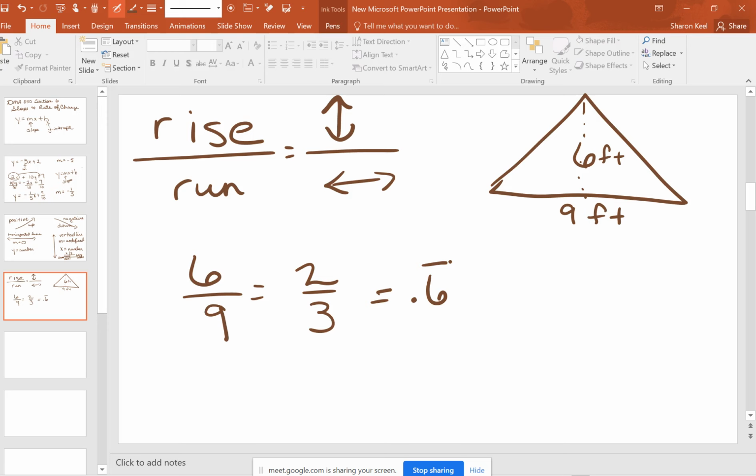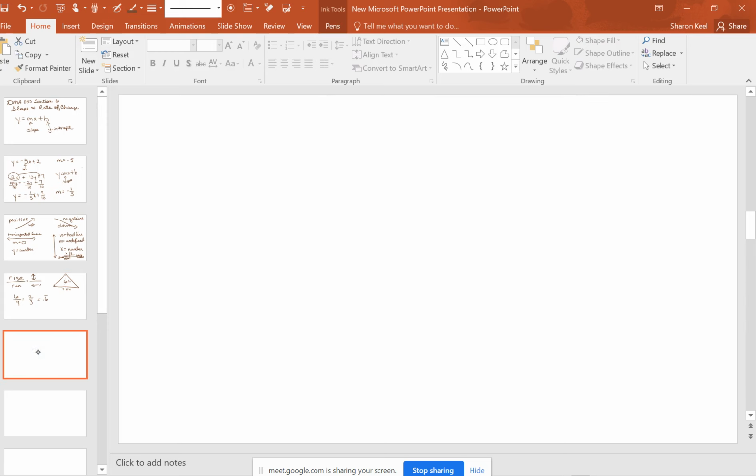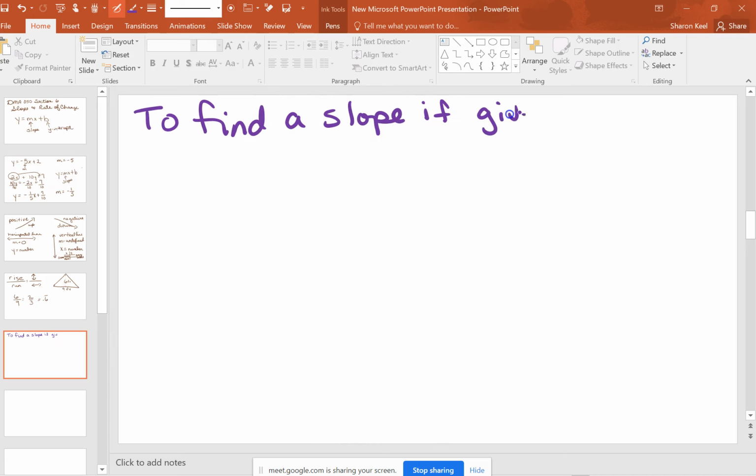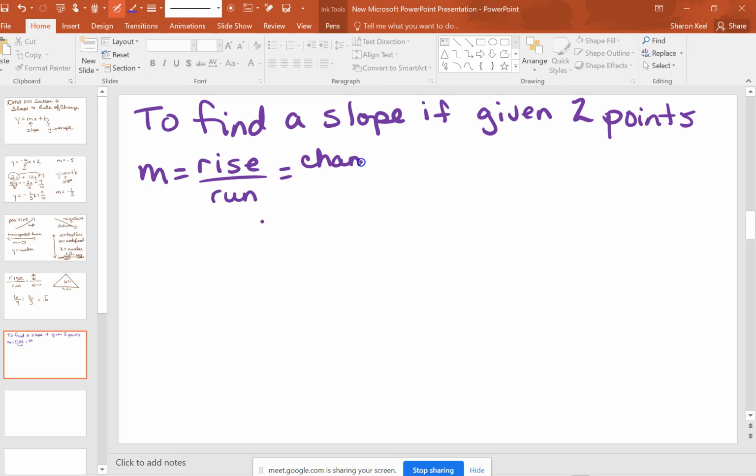The most common way that we're going to work with finding the slope is to find the slope if you're given 2 points. So to find a slope if given 2 points, this is going to be the formula we're going to use. It means you're going to find the change in y values over the change in x values.